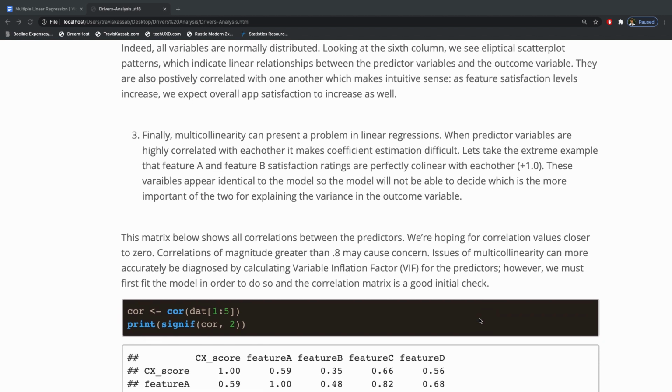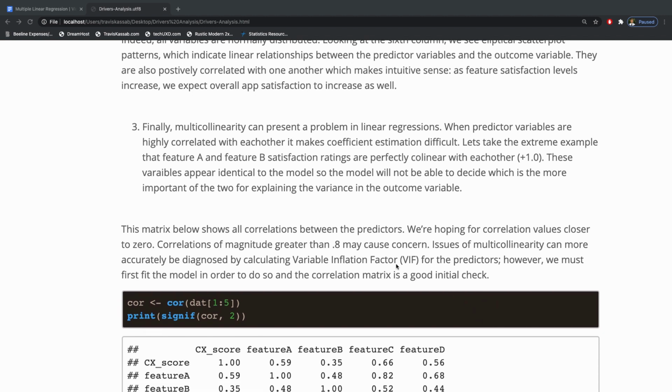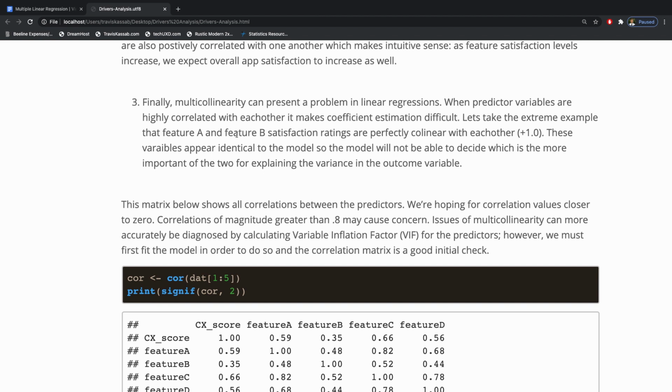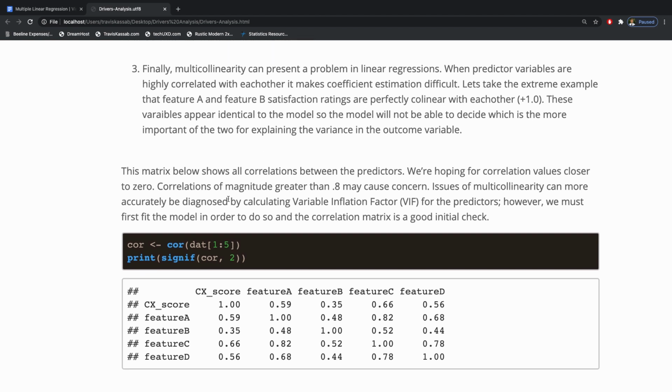Another assumption is that the predictor variables are not highly correlated with each other. If they are, this brings up a problem called multicollinearity, and it makes it hard for your model to have precise estimates of the coefficients. It just decreases the precision of your model. So just realize that this could be a problem, but we will check this later on once we fit the model.